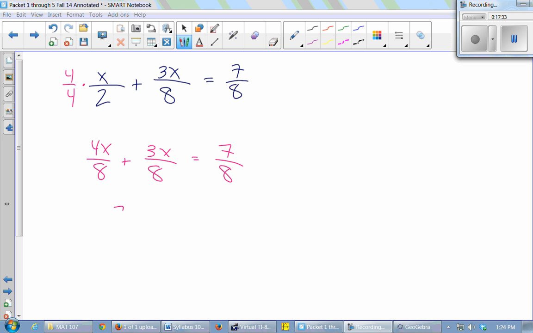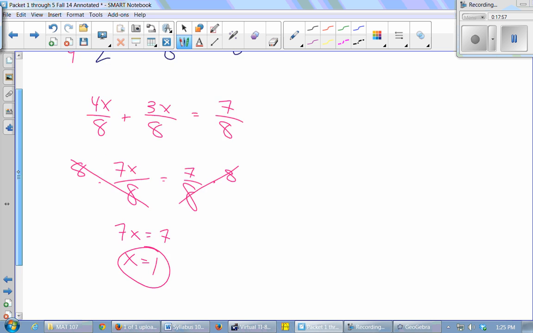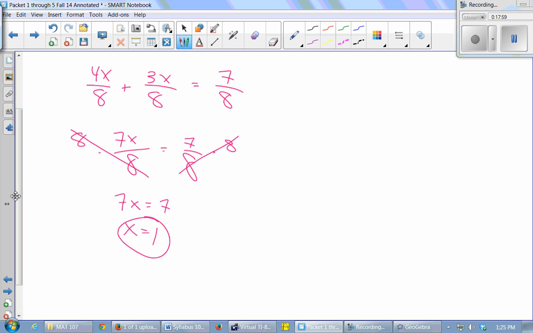Yeah, 7x over 8 equals 7 over 8. Now what do I do? You then could multiply both sides by 8. Yep, you can multiply both sides by 8. Cancel, cancel. You get 7x equals 7, x equals 1. Right? But why wait until the third or fourth step of solving to get rid of the denominators when you can get rid of them right away?